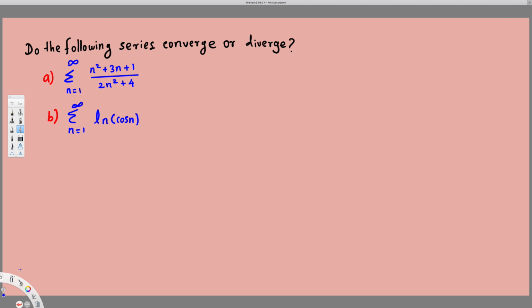Let's do this problem right here. So the question is asking, do the following series converge or diverge? So we have these two expressions, but before we do this one, we have to know two rules.